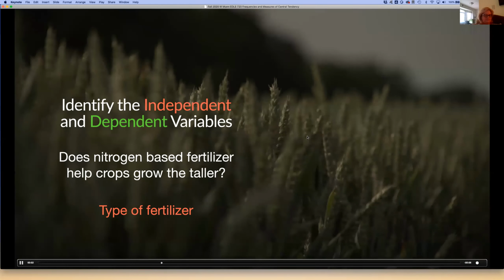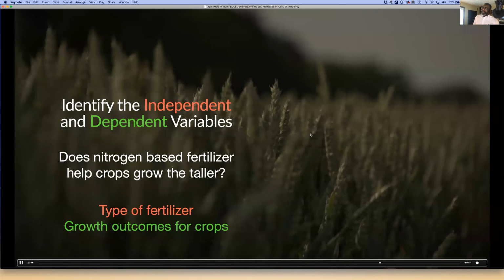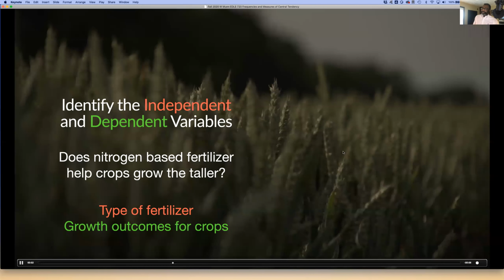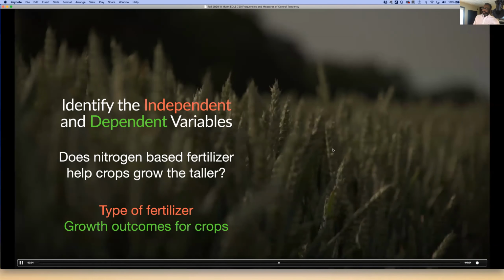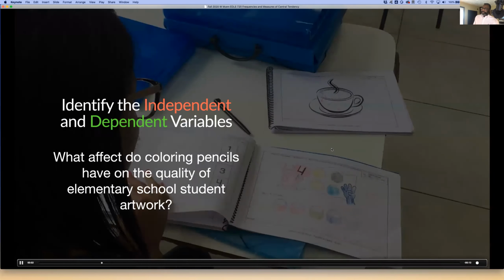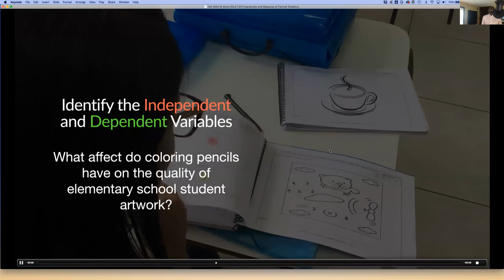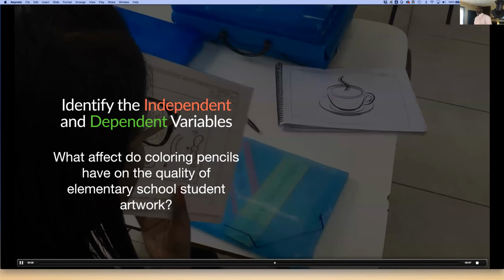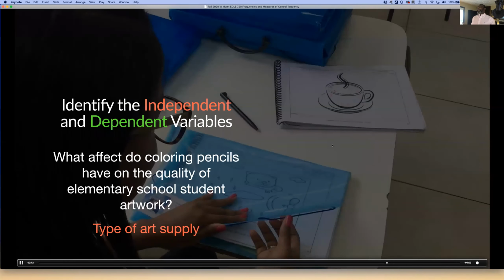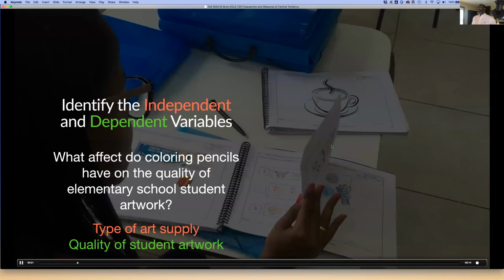So does nitrogen-based fertilizer help crops grow taller? Type of fertilizer and growth outcomes for the crops. What effect do coloring pencils have on the quality of elementary school student artwork? Okay. So the type of art supply and the quality of student artwork.